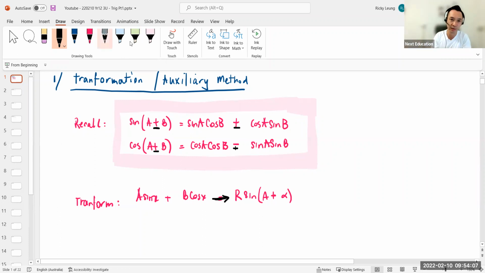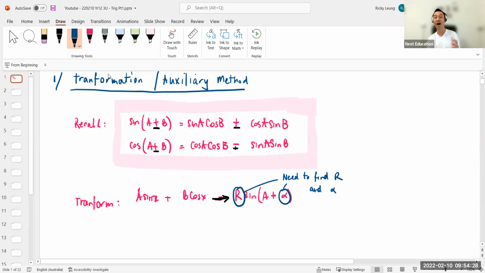The only thing you need to consider here is that there are two variables, r and alpha, for you to find. So in this case, once you transform, you can say to yourself, or write down as part of your theory, need to find r and alpha.